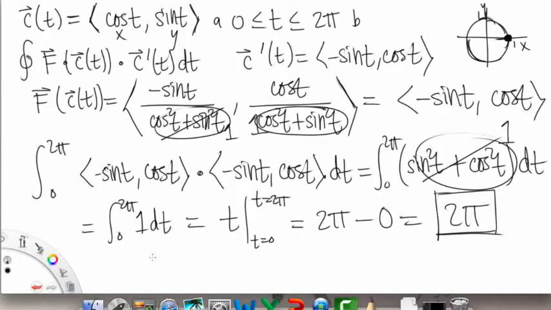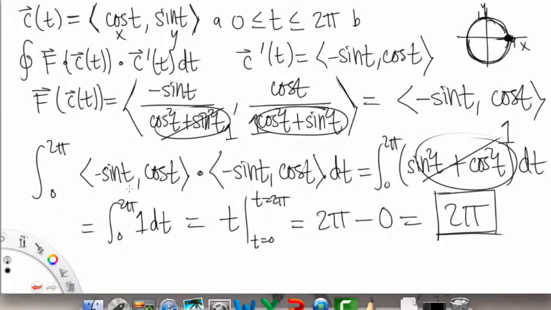Wait, hold on. This is actually a closed curve, right? Because we started at t equals 0, and we went around the unit circle, and we came back all the way till t equals 2 pi. So since the start and the end are in the same place, they're the same point, shouldn't this be 0? Shouldn't the line integral all the way around be 0 for a conservative vector field?